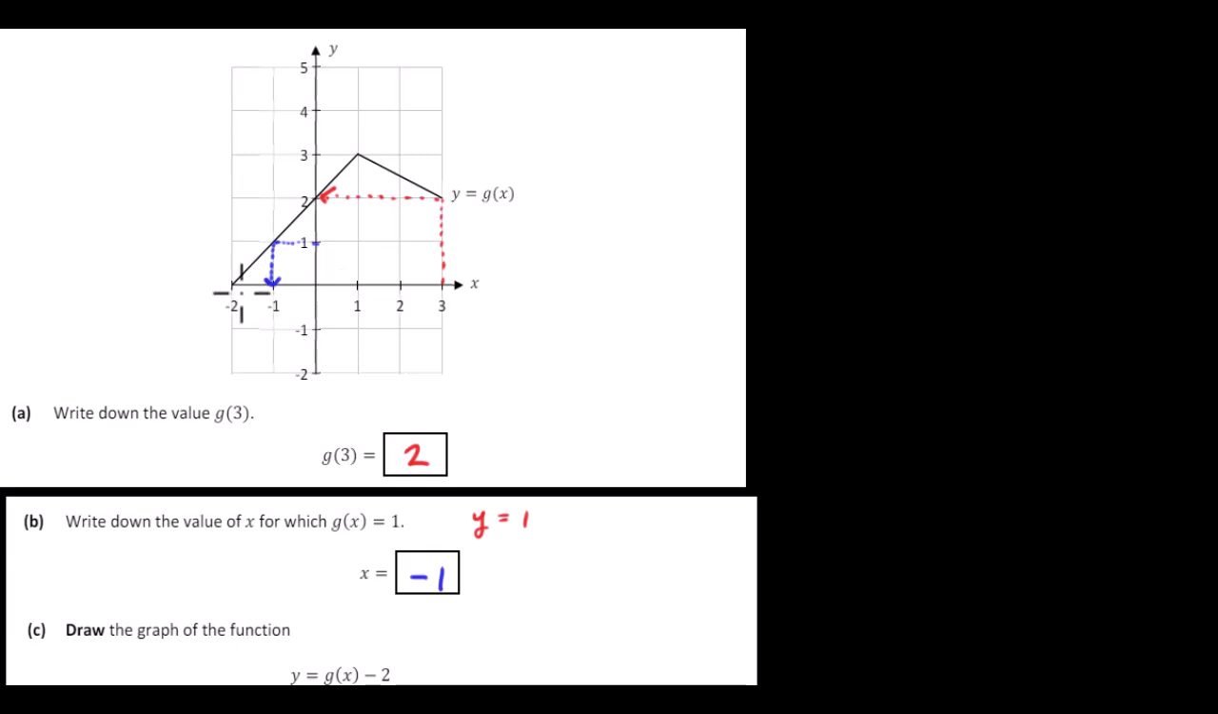So we want to take this y value here, which is 0. We want to come down 2. We're going to move the whole graph down. We're going to subtract 2 from all the y values. So we're going to come down 2.